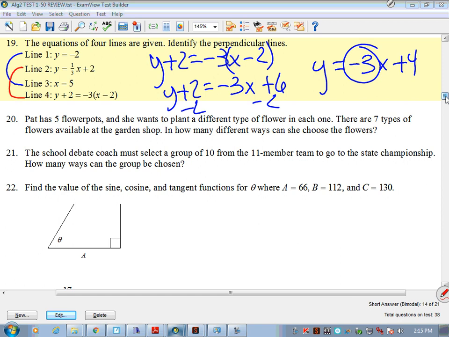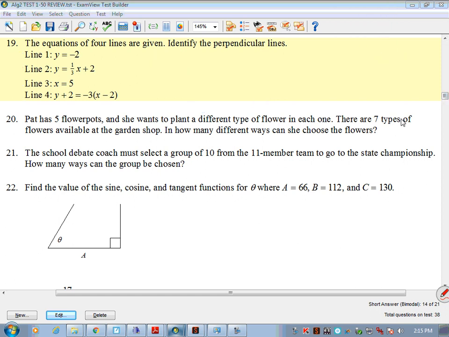More like game show music. They've won. Tell them what they won, Johnny. Nothing. Just they know how to do it now.